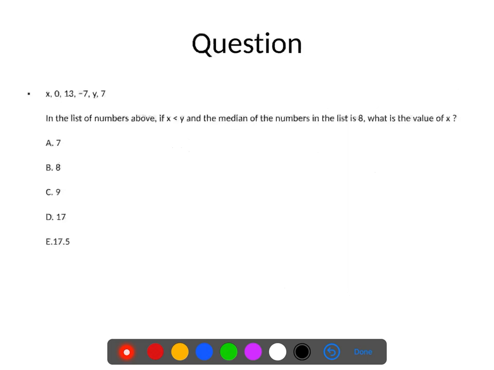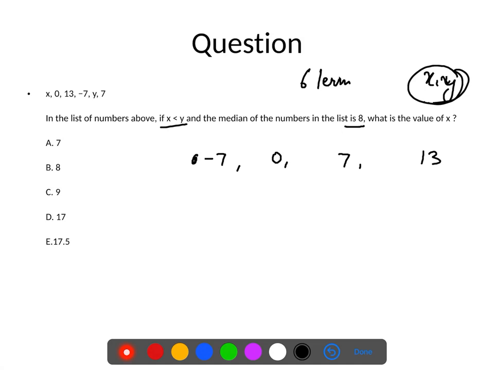Second example. Few numbers are given. Let's arrange them. So -7, 0, 7 and 13. And there are two more numbers which are x and y. Okay. x is bigger than y. Oh, sorry, x is smaller than y. That's given to me. And the median is x. So in total there will be 6 terms. And the median will be the average of the two middle terms. So that's pretty much clear in the first place. Question is, which of the following could be the value of x?